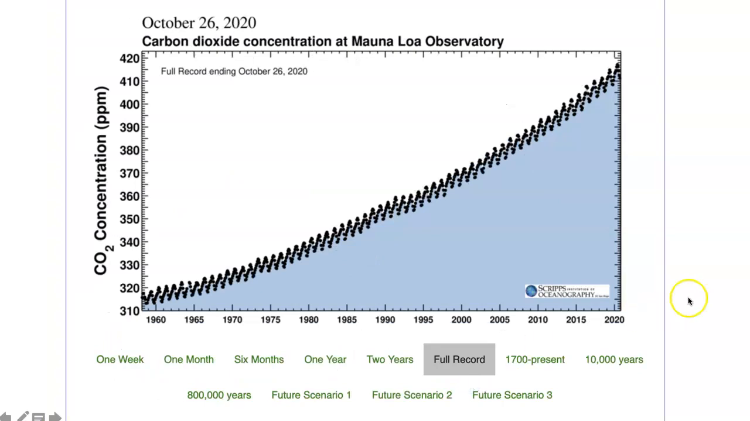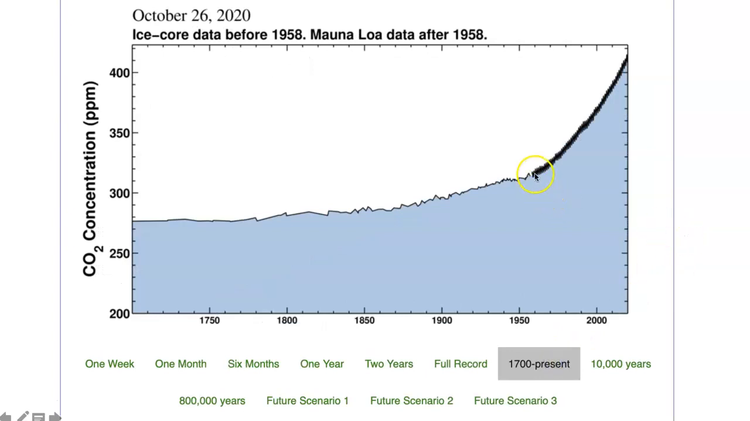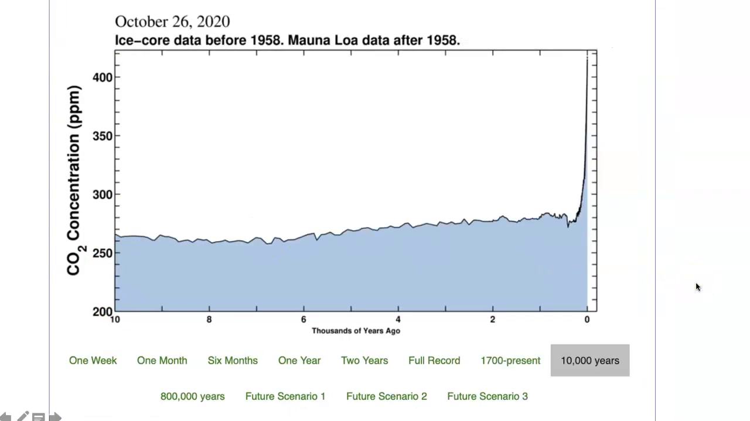Let's look at the full record. Oh, okay, well that looks familiar. We've seen that before. What if we go to 1700 to the present? Here we have a record that includes some information since the Industrial Revolution, and so we've had a little increase. What if we go to 10,000 years ago, which has ice core data included? Look at us right here.